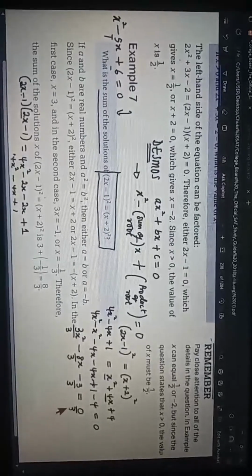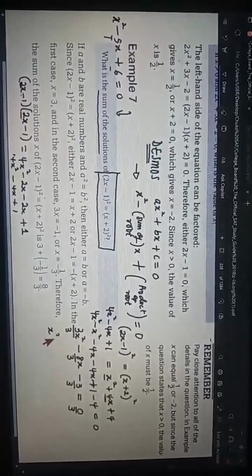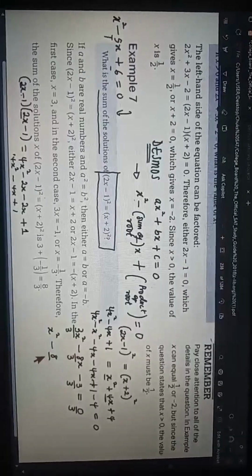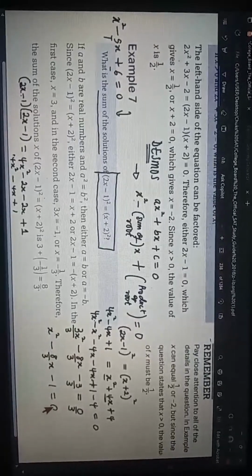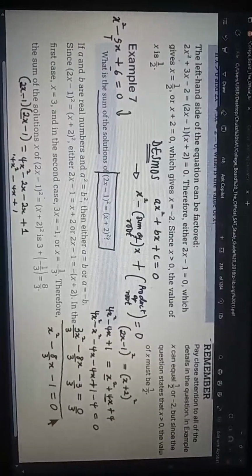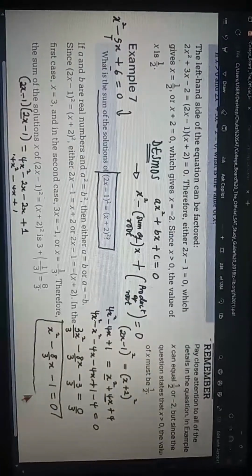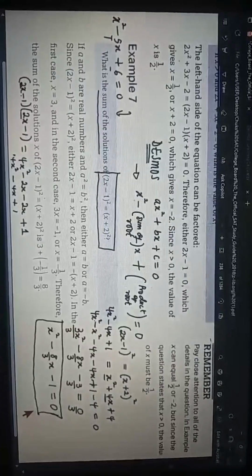So divide everybody by 3. I'll have x squared here, I'll have 8 over 3 here, and I have minus 1 here, and I have 0 here. So perfect. This is exactly where we want to be.